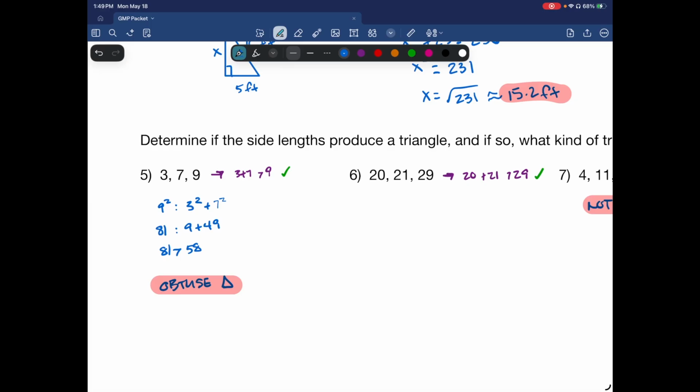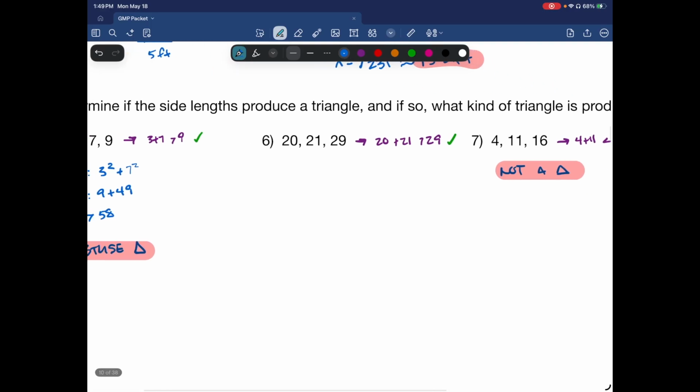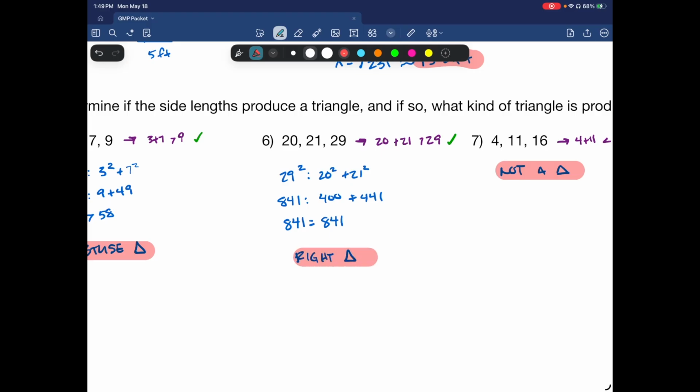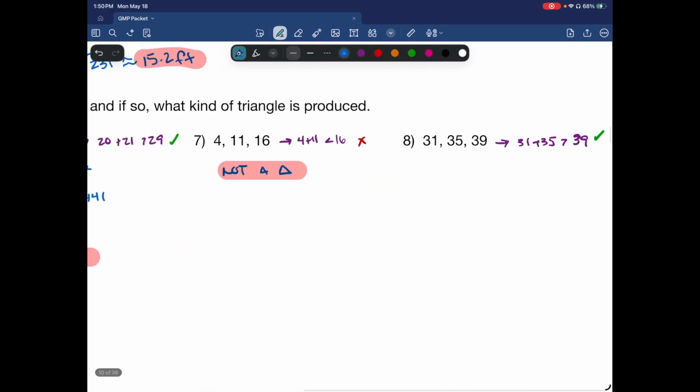All right, number 6, do the same thing. 29 is the biggest side, so you get 29 squared, colon, 20 squared plus 21 squared. 29 squared is 841. 20 squared is 400. 21 squared is 441. So 841 equals 841. And since one side equals the other, this is a right triangle.